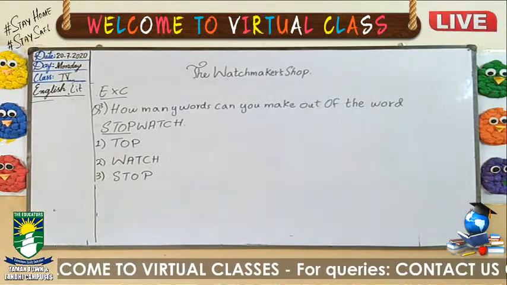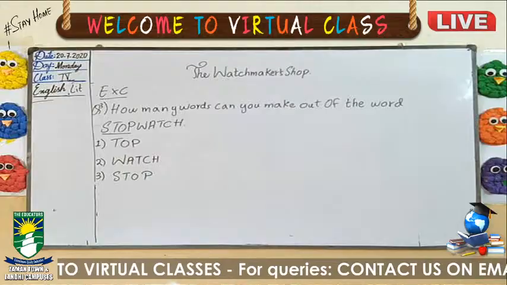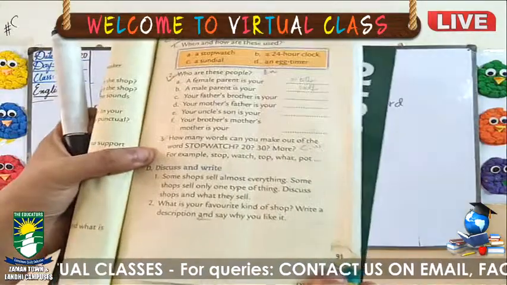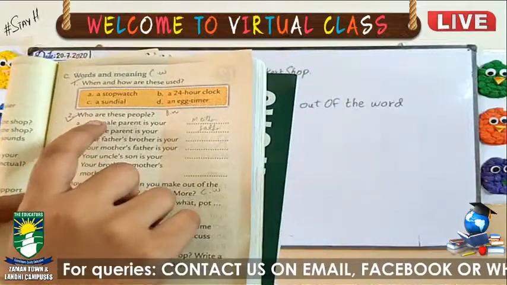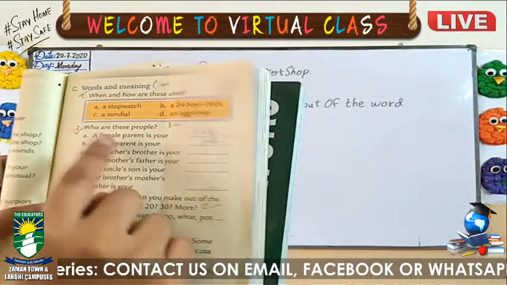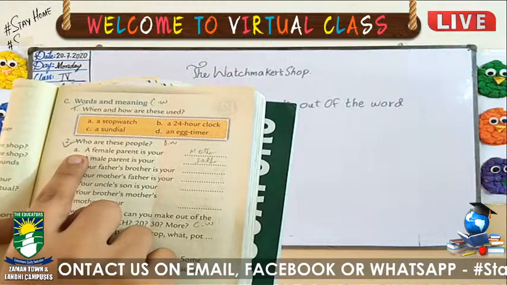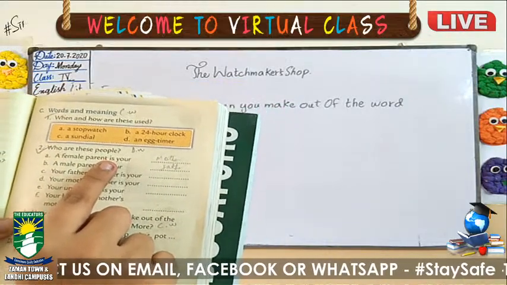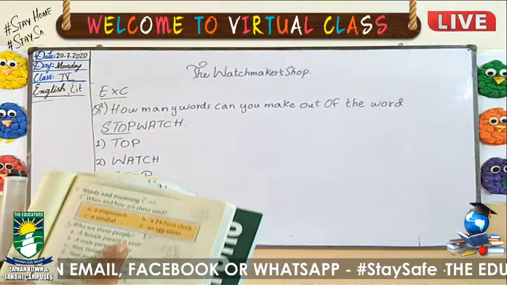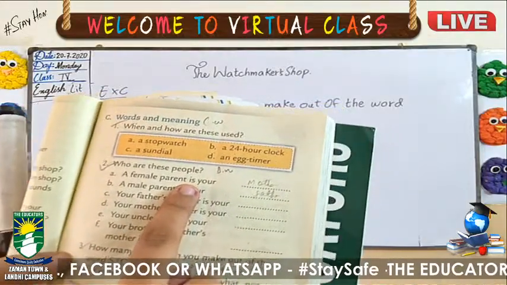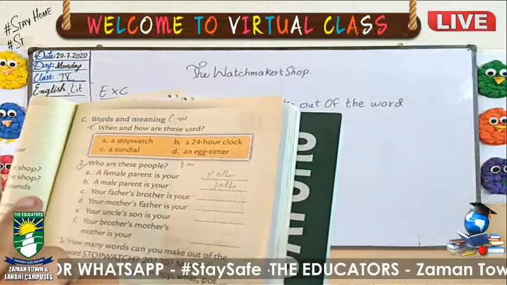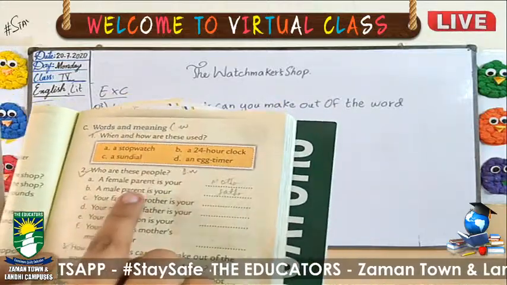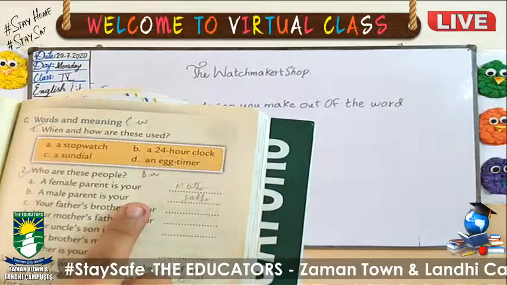Now exercise C, page number 91. This is your page number 91, and exercise C, question number 2. Who are these people? For example, the first one is a female parent. You know about it. A female parent is your mother, so you will write here mother. Now the B part is a male parent is your father, so you will write here father.